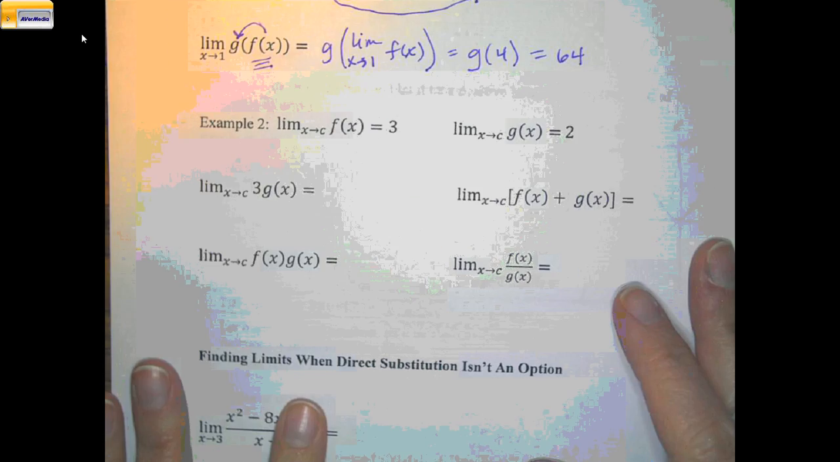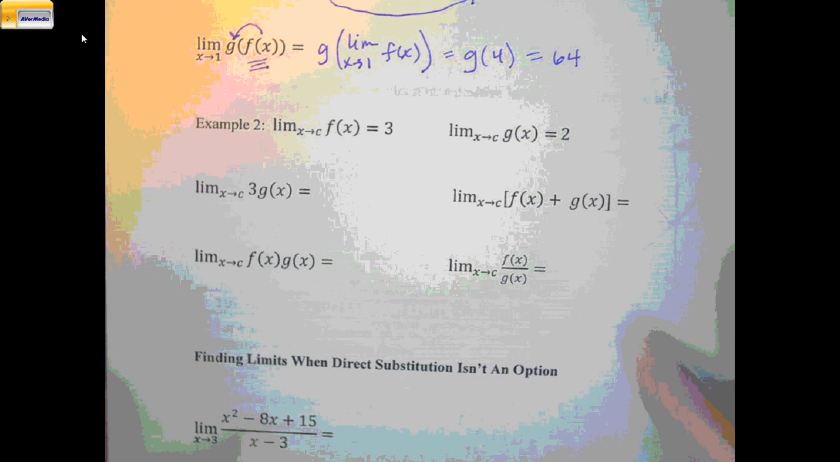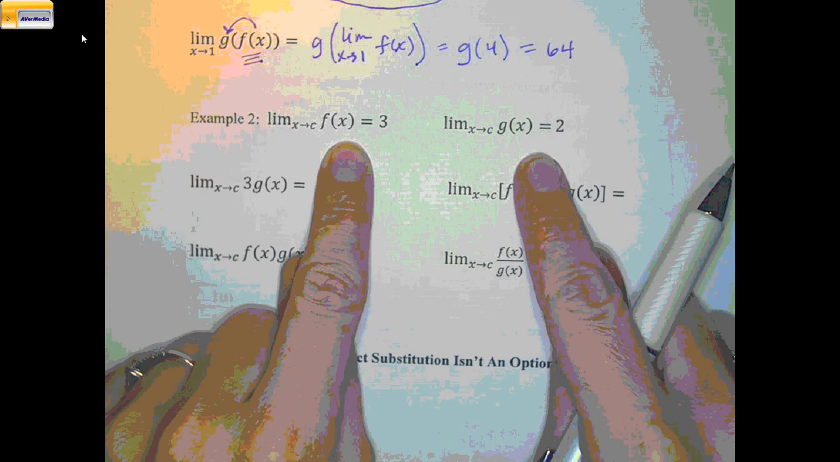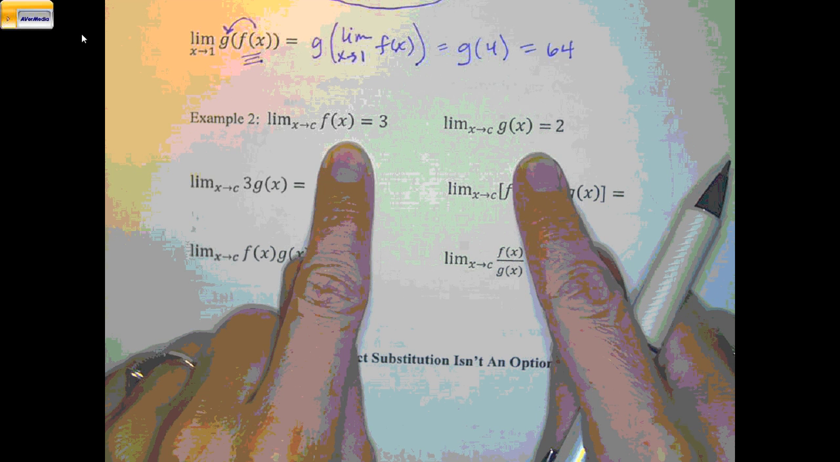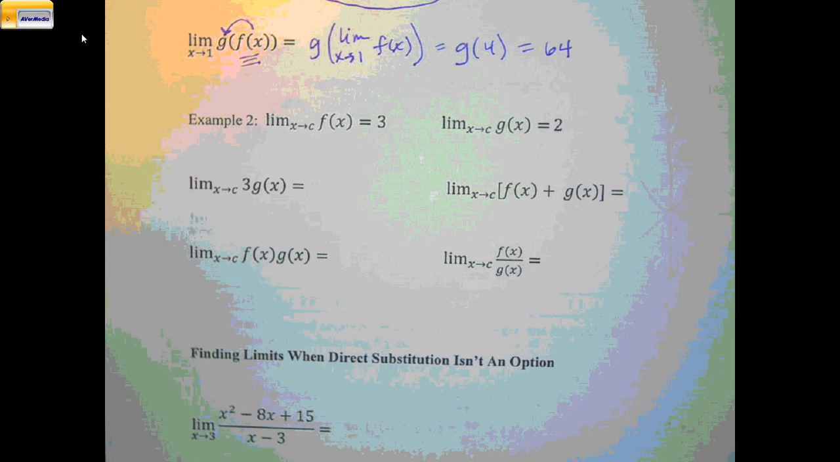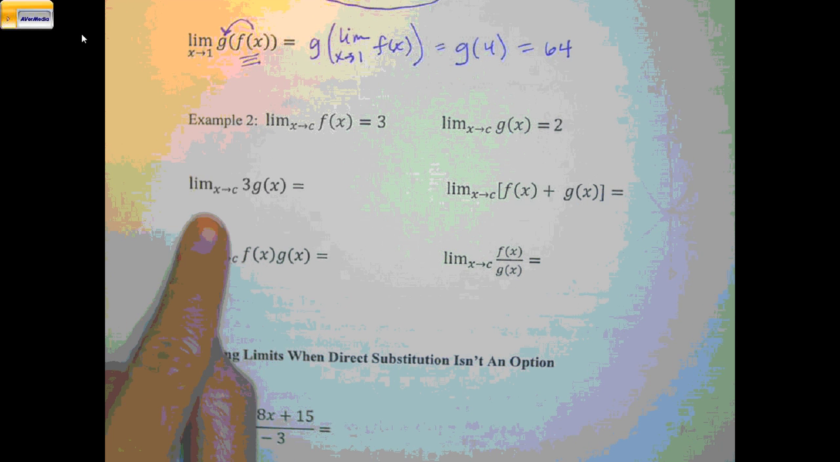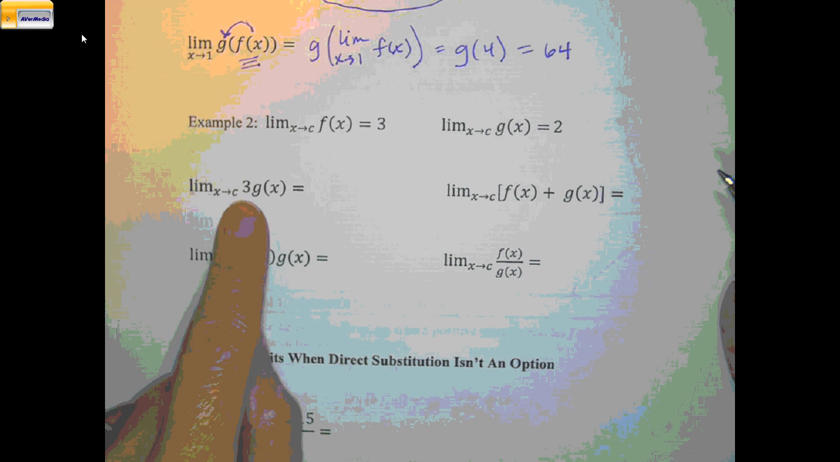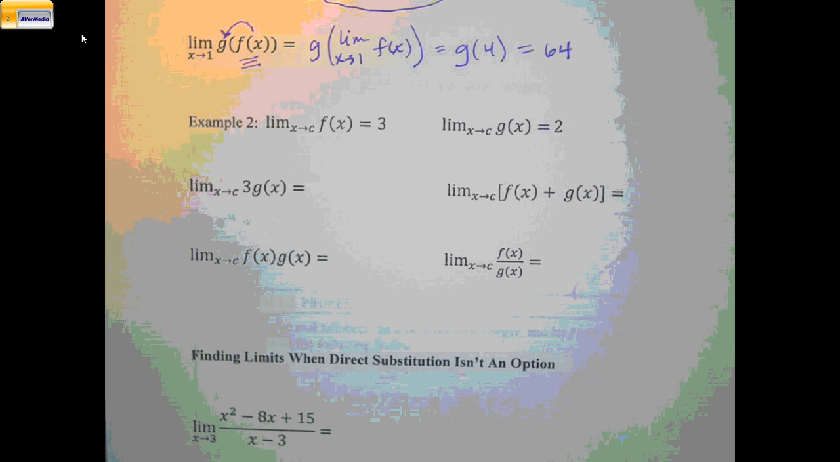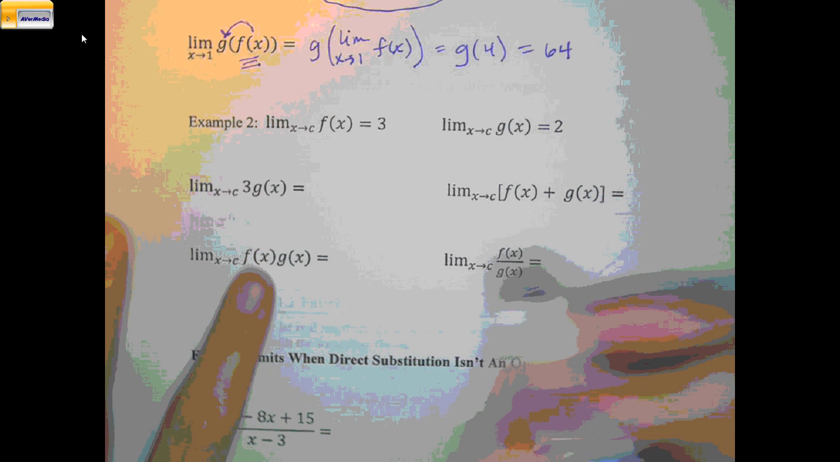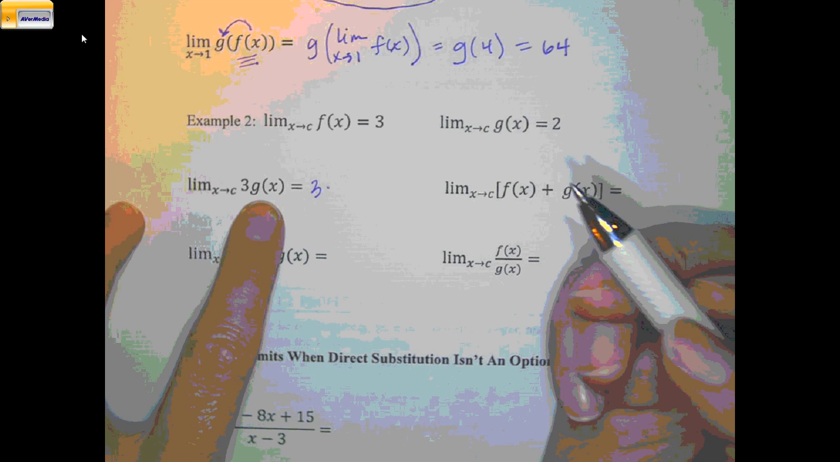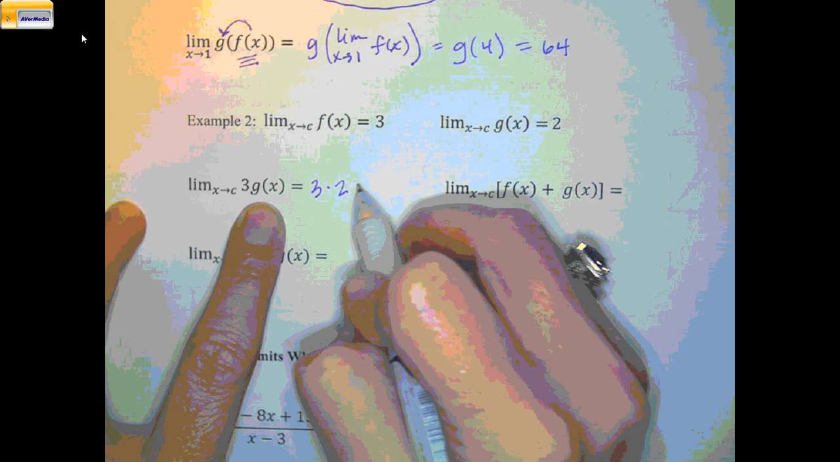Okay, moving down. This is kind of what you're going to see. They're just going to give you the answers to the limits. They're not going to give you the equations. So if we're looking for the limit of 3 times g of x as x approaches c, according to our rules, our properties, our shortcuts, what can I do? I can take 3 times the limit of g of x, which is 2, and get 6.